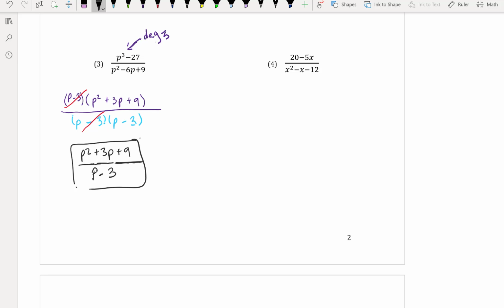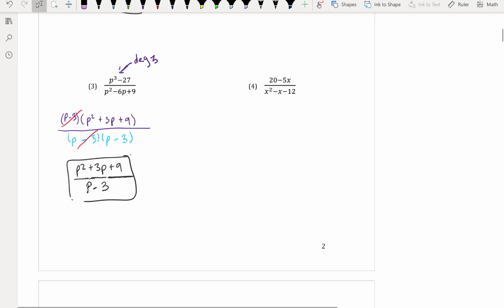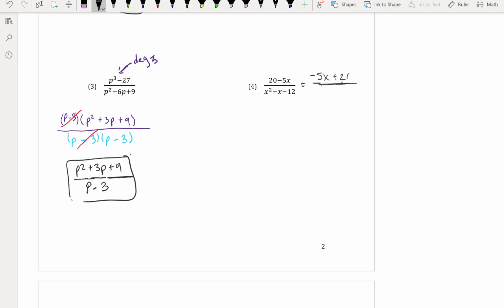Now for number 4, we do the exact same thing. We're just getting comfortable with factoring. So here what I'd like to do to begin with is actually rewrite it so that it's in descending order. So I'm going to make sure that I rewrite it this way. So negative 5x plus 20 up on top, and down at the bottom I know that I'm going to have my x squared minus x minus 12.